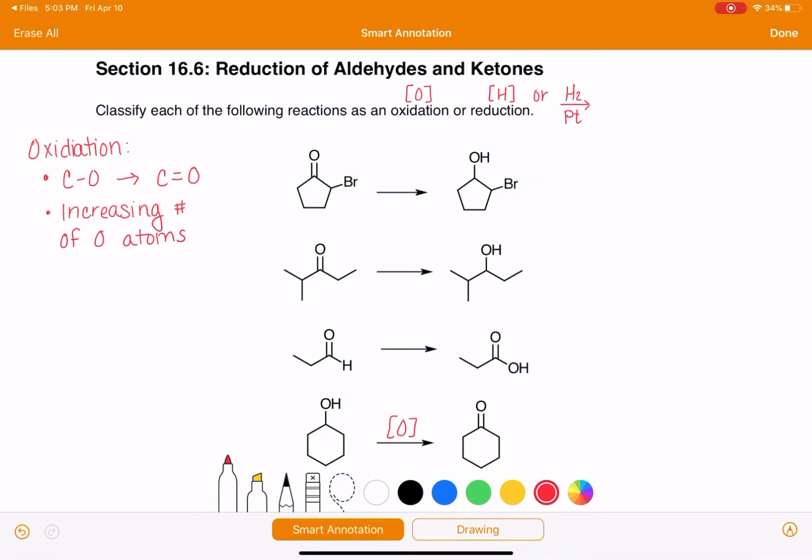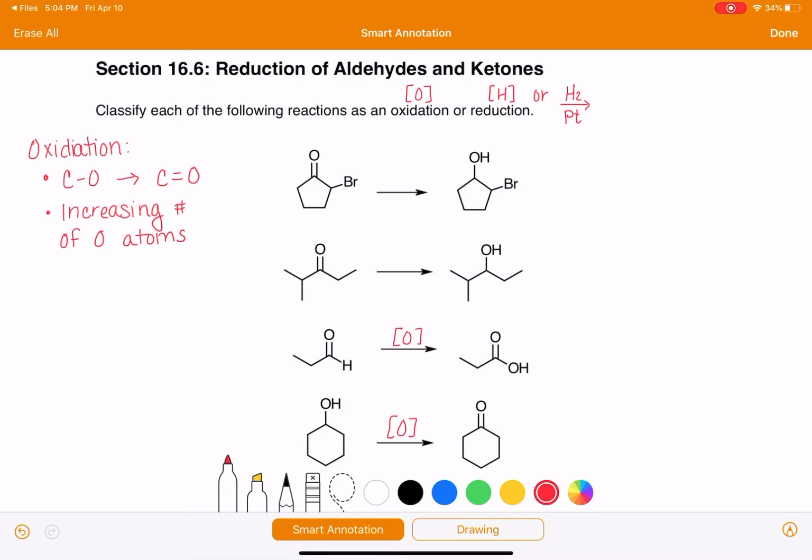So let's see if we have that in any of these. In our first reaction, we're starting with 1 and ending with 1, so no, that's not what's going on here. Starting with 1 and ending with 1, again, no. Starting with 1, ending with 2. So there's another oxidation. Increasing the number of oxygen atoms in the molecule. So those are the two ways that we're going to find oxidation, and those are the only two ways.